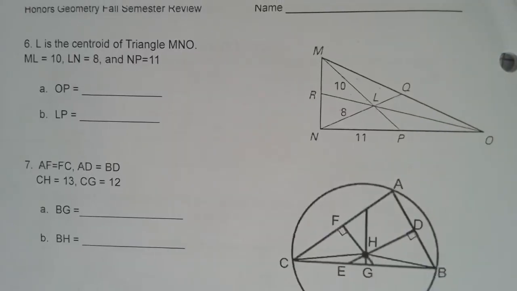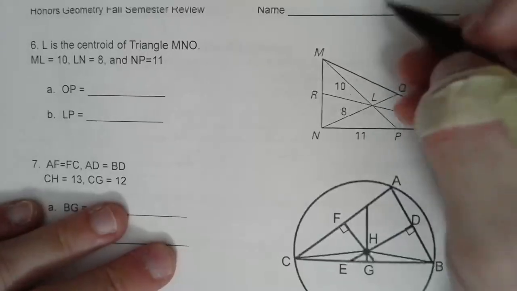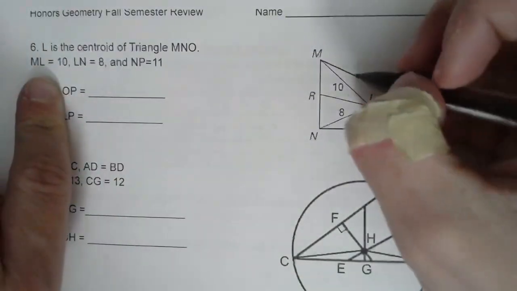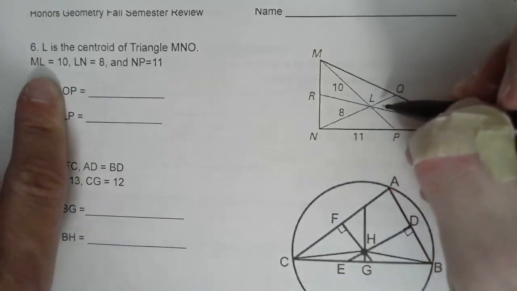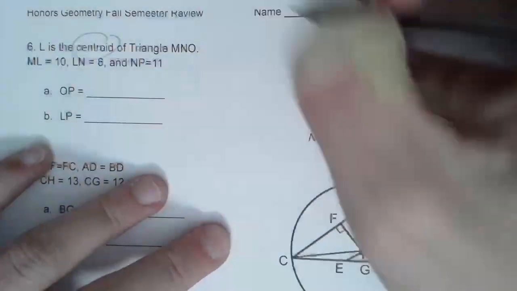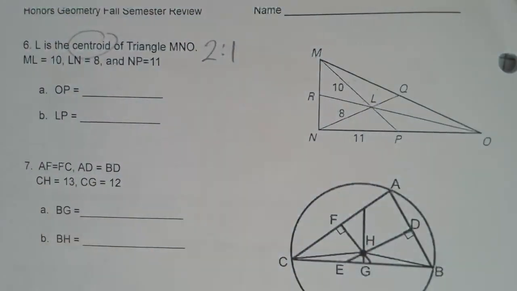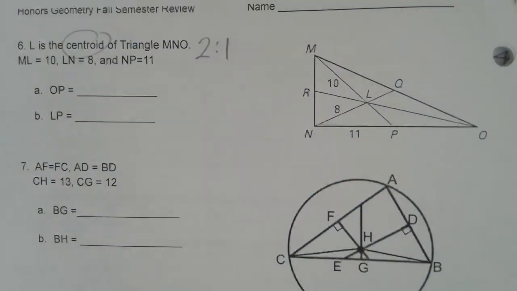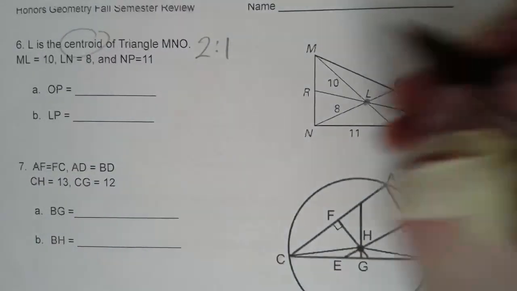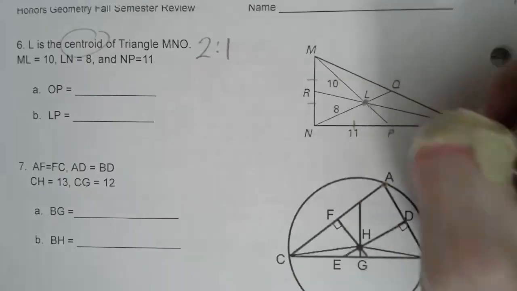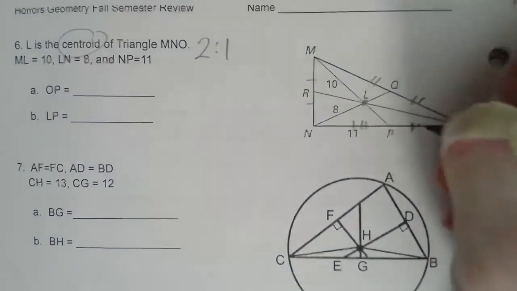L is the centroid of the triangle MNO. ML is equal to 10. LN is equal to 8. And P is equal to 11. So I'm going to first draw all these in. ML, that is 10. Oh, it's already drawn it for me. Oh, lovely. Okay, so if this is the centroid, you're going to have to remember the centroid rule, which says that all medians are cut into a 2-to-1 ratio. The centroid is constructed by medians, so since L is the centroid, all these lines must be medians. Therefore, these are all midpoints, right? I guess I should use 3 tick marks there.